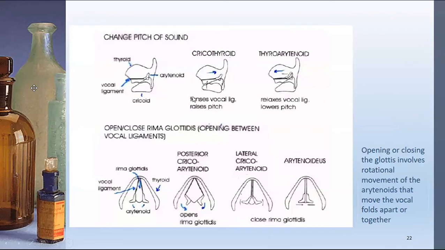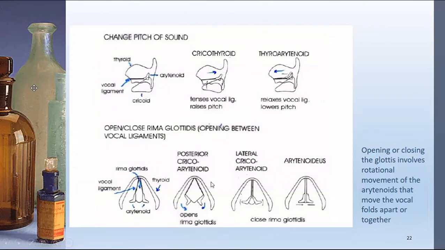Mga soprano, okay? Conversely, the thyroarytenoid muscles relax the vocal ligament, they relax the vocal cord. Okay, so there's forward movement, this is backward movement, no? This is forward movement to relax the vocal ligament, the vocal cord, which lowers the pitch sa mga baho, okay? For these three muscles, they are involved in opening and closing the rima glottidis. Again, for your orientation, this is your thyroid cartilage. This is your arytenoid cartilage. This is your vocal cords. Okay, this is your glottis.